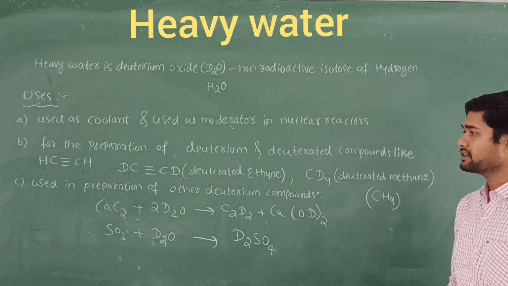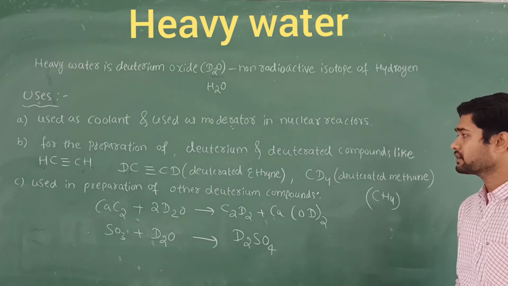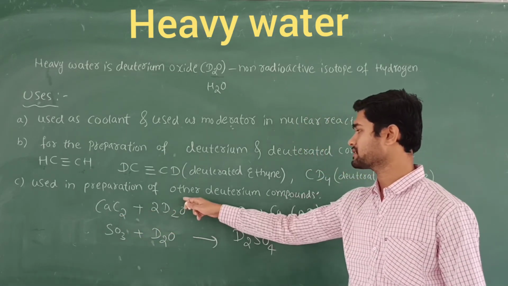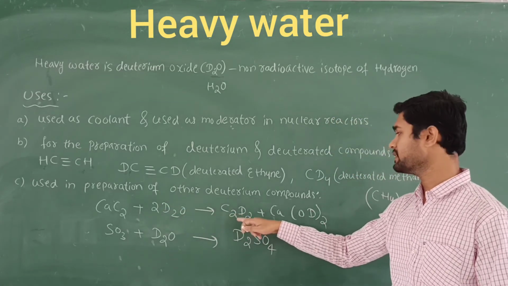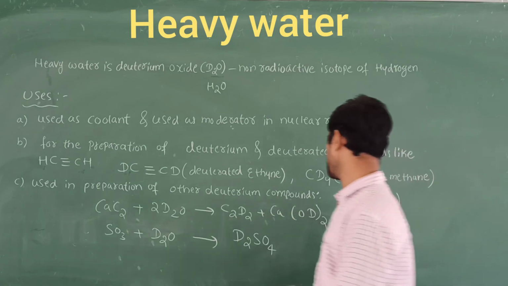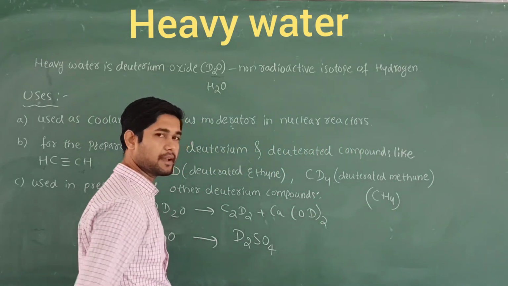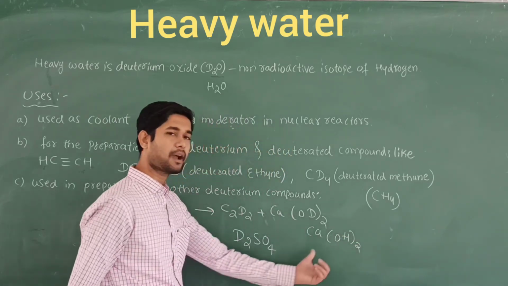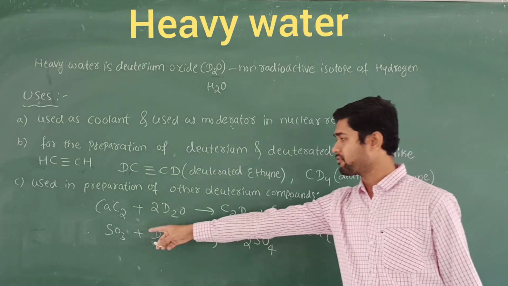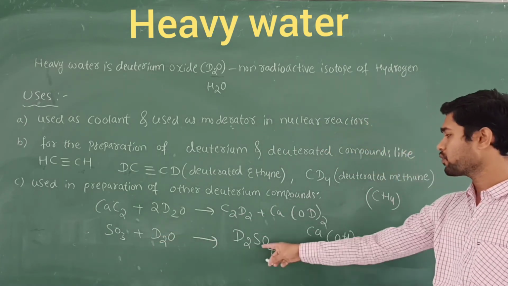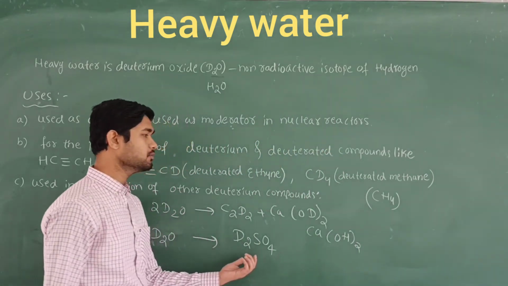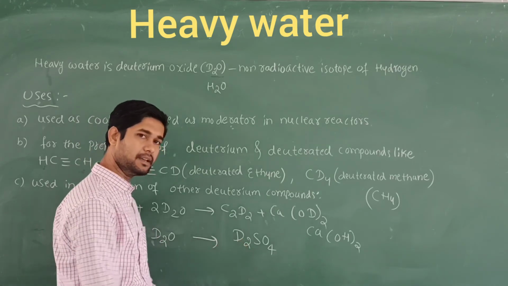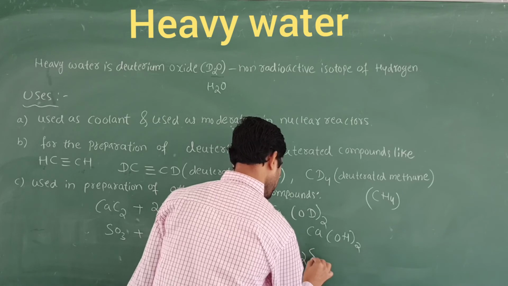Third, it is used in the preparation of other deuterium compounds. If you take CaC2 plus heavy water D2O, it forms C2D2 plus Ca(OD)2. In the place of D, if I write hydrogen, it becomes calcium hydroxide. Next, sulfur trioxide plus heavy water D2O forms deuterated sulfuric acid. In the place of D, you place hydrogen, and that becomes sulfuric acid.